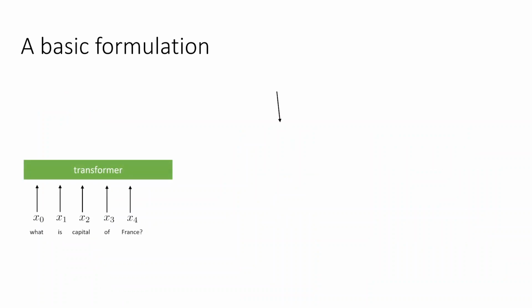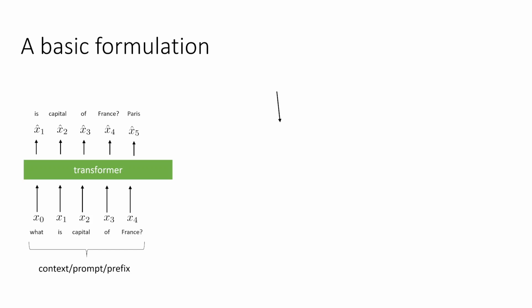Okay, so here's a basic formulation. We have some prompt. Maybe the prompt is, what is the capital of France? And the transformer makes predictions. Now, it's not actually predicting the tokens of the prompt, but that is still part of its training data. What it is predicting is the completion. So it's going to predict maybe the word Paris, and during generation, that gets fed in as the input at the next time step, and then it predicts end of sequence.